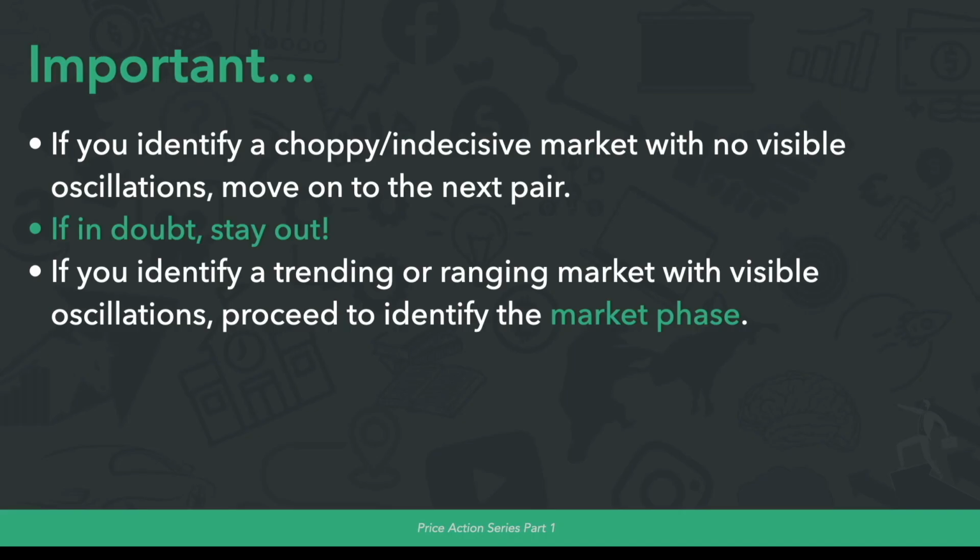Some important reminders when it comes to market condition. First, if you identify a choppy or indecisive market with no visible oscillations, move on to the next pair. Okay, there's still a lot we can trade with a clear direction. Let's not waste time overanalyzing a market with no clear direction. Alright? So remember, if in doubt, stay out. And lastly, if you identify a trending or ranging market with visible oscillations, proceed to identify the market phase. So market condition is our first step in analyzing a price chart. Second step is market phase.